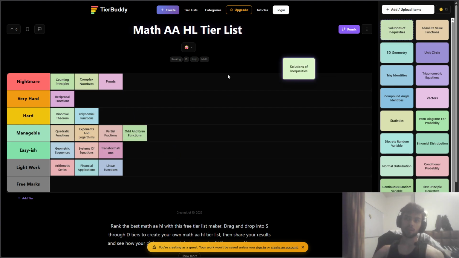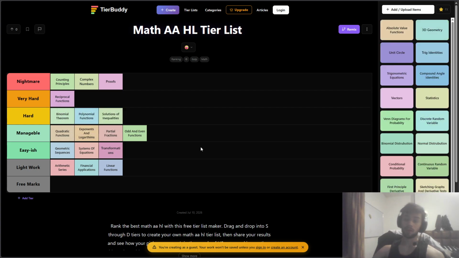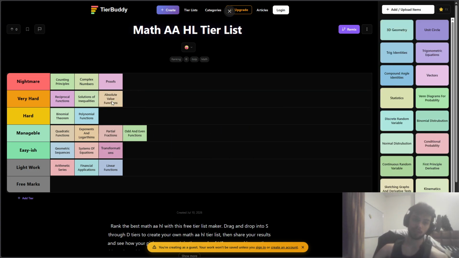Solution of inequalities, garbage, garbage, trash. They're very hard, garbage tier. The ones where it's an absolute value inequality and it's quadratic and you have to do the number line. We're not doing that. Absolute value functions, hard garbage. Get that out of my face.